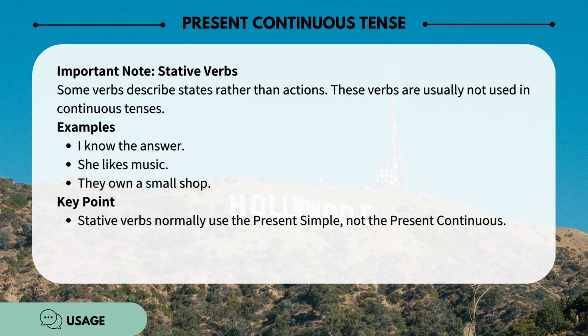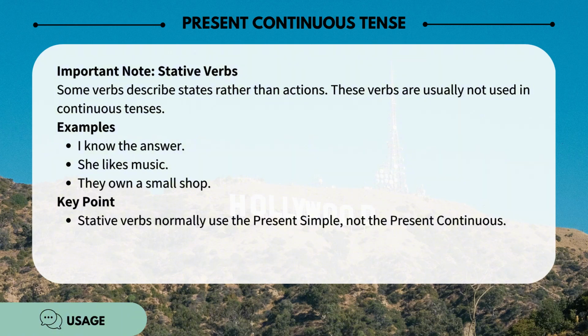Important note: stative verbs. Before we finish, there's one important point you need to remember. Not every verb can be used in the present continuous. Some verbs describe states instead of actions. We call these stative verbs. For example, I know the answer. Knowing isn't an action you can watch happening. So we don't normally say, I am knowing the answer.